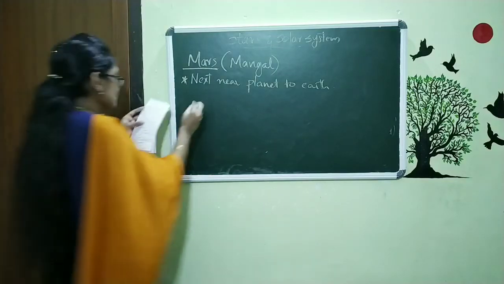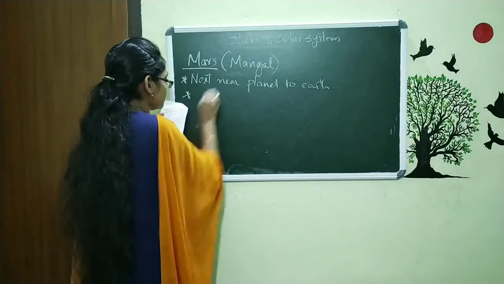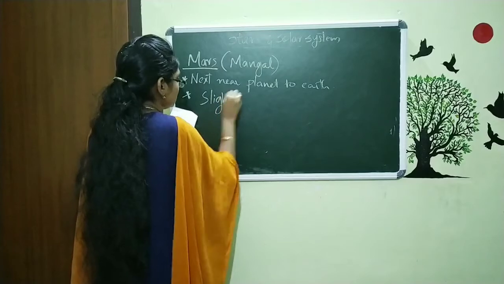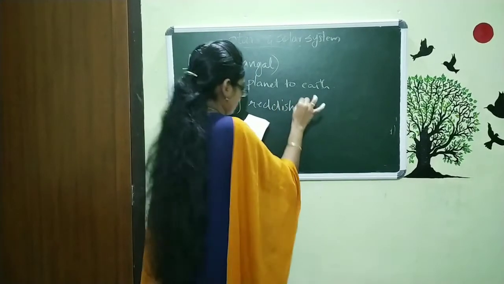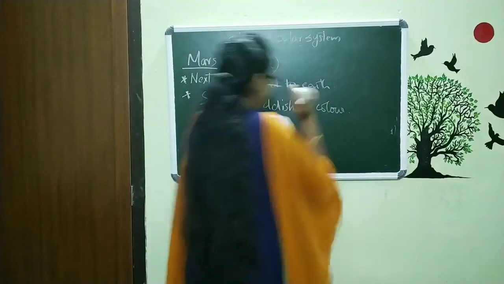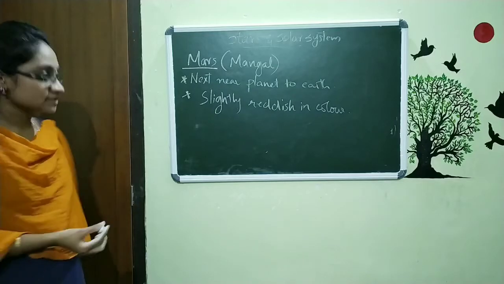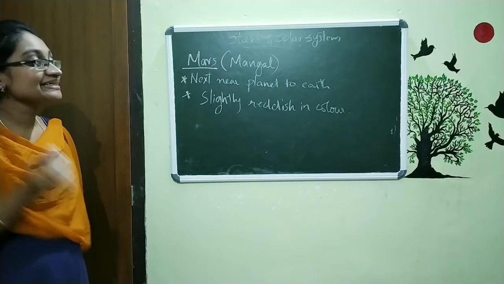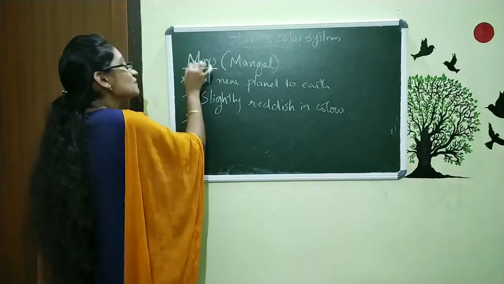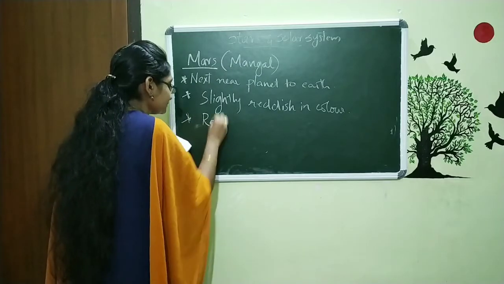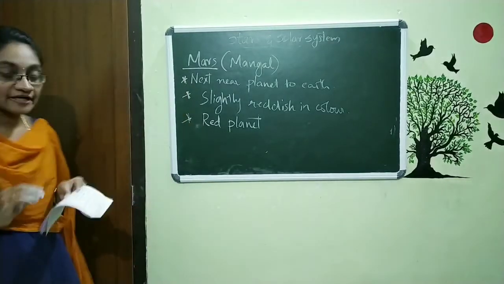So that is Mars, and it is slightly reddish in color. Actually the color is because of the property of the soil present on Mars. So this Mars is slightly reddish in color, so we call this Mars the red planet.